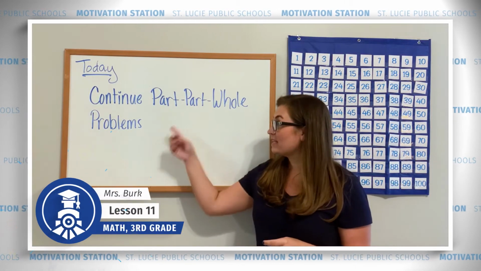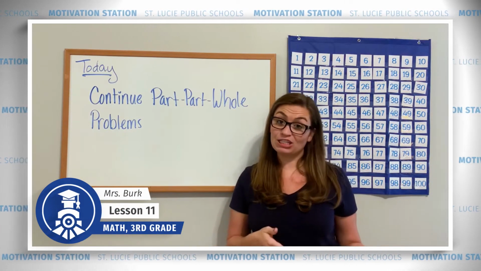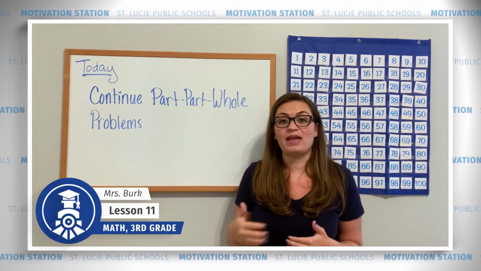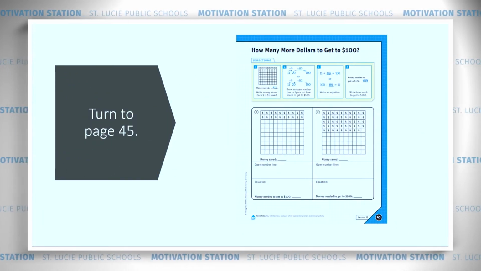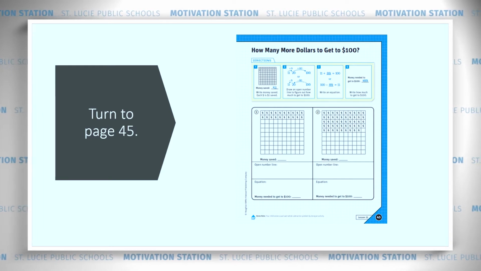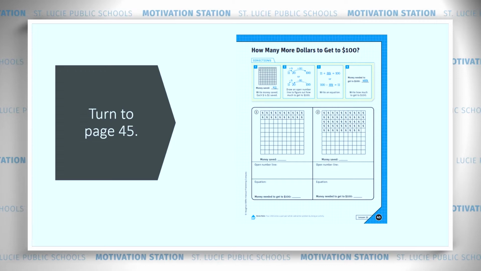Today we're going to be continuing our work with part-whole problems, using addition and subtraction to figure out how many more we need to make a whole. Let's get started. Turn to page 45 in your workspace book. We will do numbers 1 and 2 on page 45 in your workspace book together.